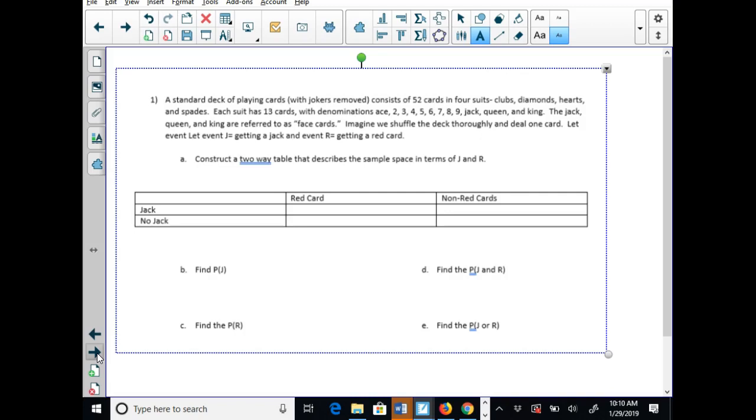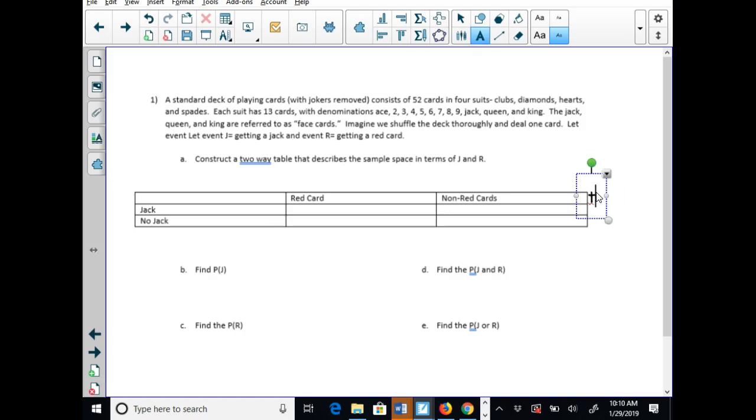Okay, so this is what we want to think about. How many jacks do we have total? If you think about a deck of cards, we have 4 total jacks. So I like to fill in my totals first. I'm going to have to write a little smaller here. We have 4 jacks, and then no jacks. Well, if we have 52 cards total, and we have 4 jacks, that means we have 48 that are not jacks.